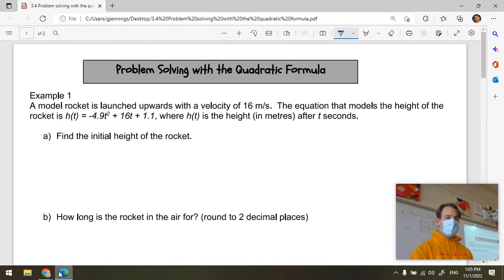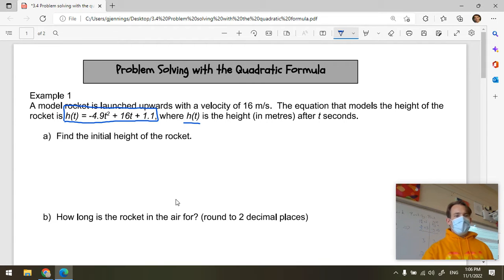Let's keep going. So let's get started. Here we have a situation where there's a model rocket, and we've got an equation. This equation is going to come in handy. It's useful, right? And what's the equation telling us? Well, it tells us the height. The height is the y value, how high it goes. And the t value is how many seconds it takes for it to get there.